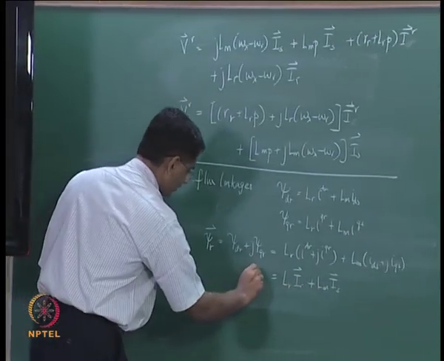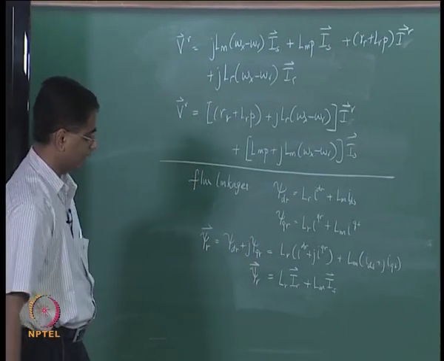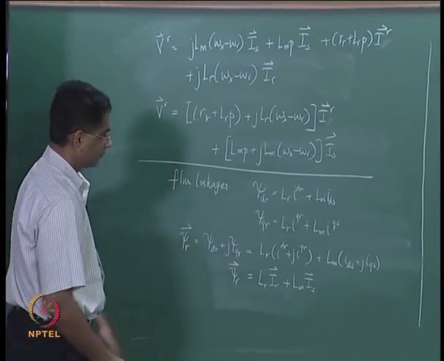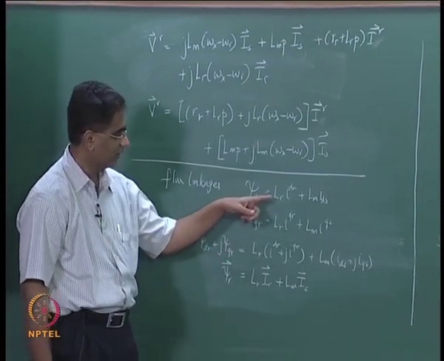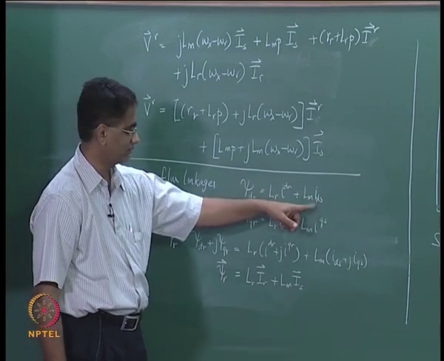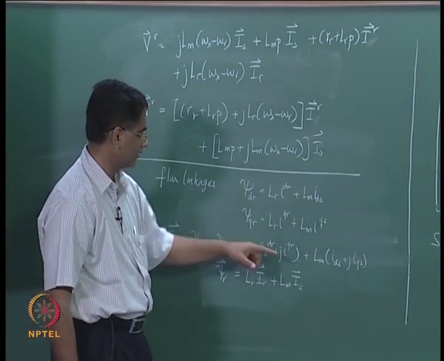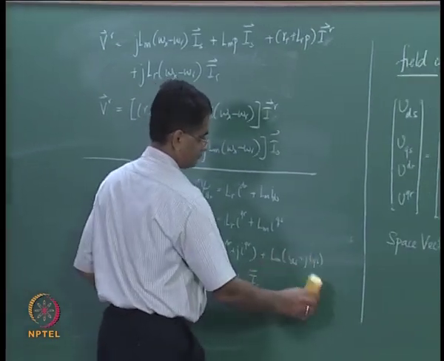So these two together now form your space phasor of psi r. Similarly, we can define psi ds and psi qs to be Ls into Ids plus Lm into Idr. So maybe I should write it down.